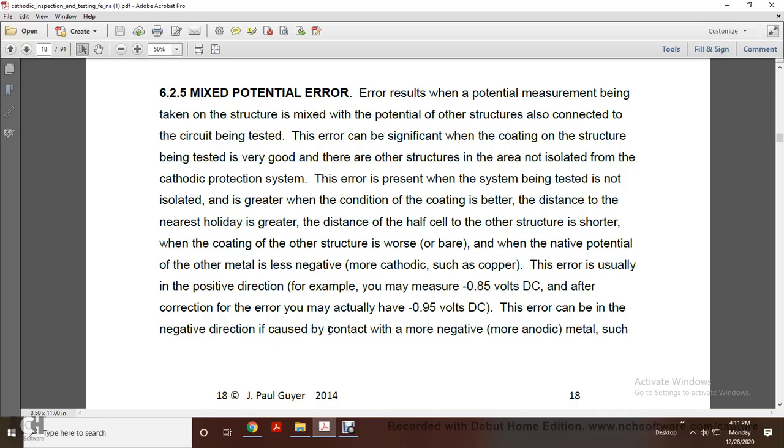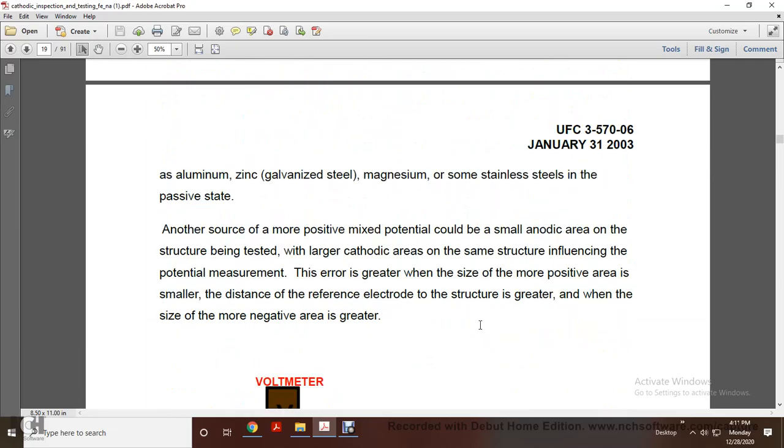Error can then be in the negative direction when in contact with more negative, more anodic metals such as aluminum, zinc, galvanized steel, and magnesium. Some of the steel is in the stainless steels in the passive state.